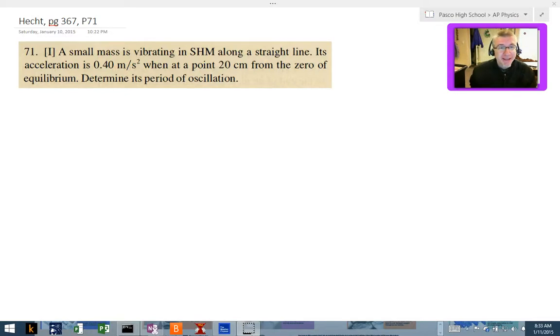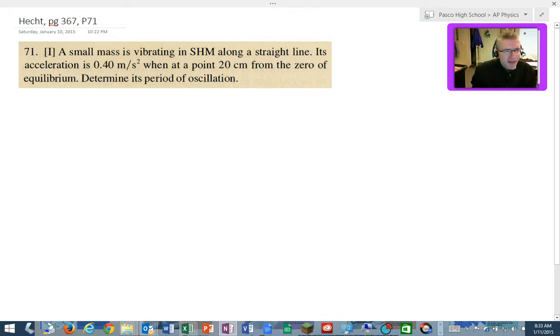We're talking about simple harmonic motion, and we're talking about this problem from Hecht, page 367, problem number 71. A small mass is vibrating in SHM. That's simple harmonic motion. Just jot that down up here to remind ourselves.